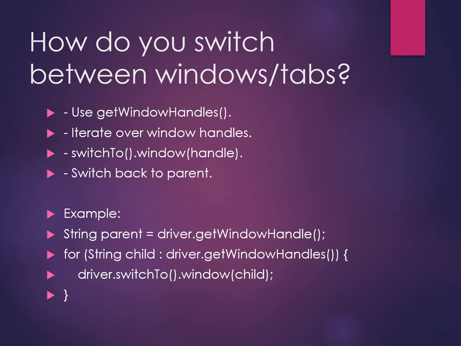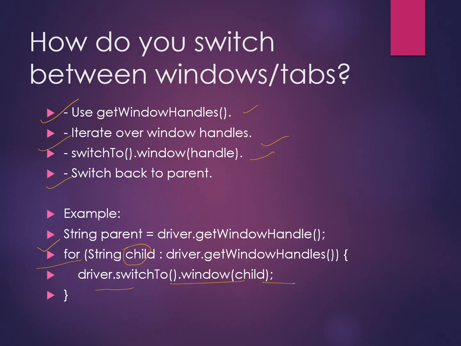How do you switch between windows? Use getWindowHandles, iterate over the handles, switch to the window handle, and switch back to the parent. Example: String parent equals driver.getWindowHandle. We use a for-each loop, and all the window handles come one by one as the child, and we switch with driver.switchTo().window(handle).